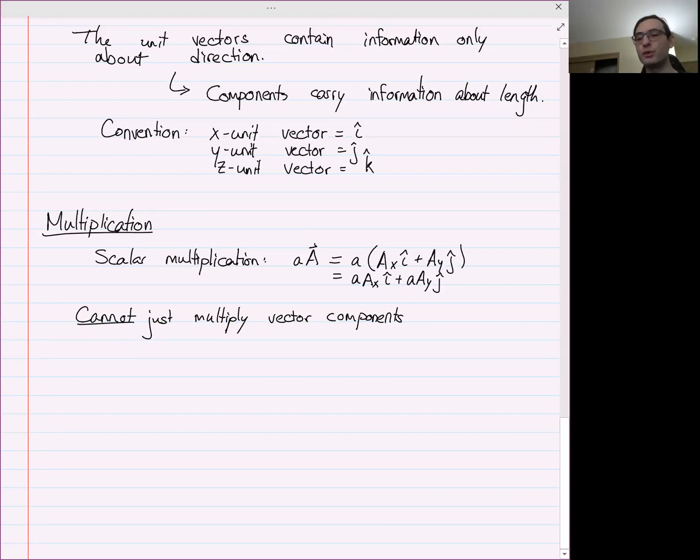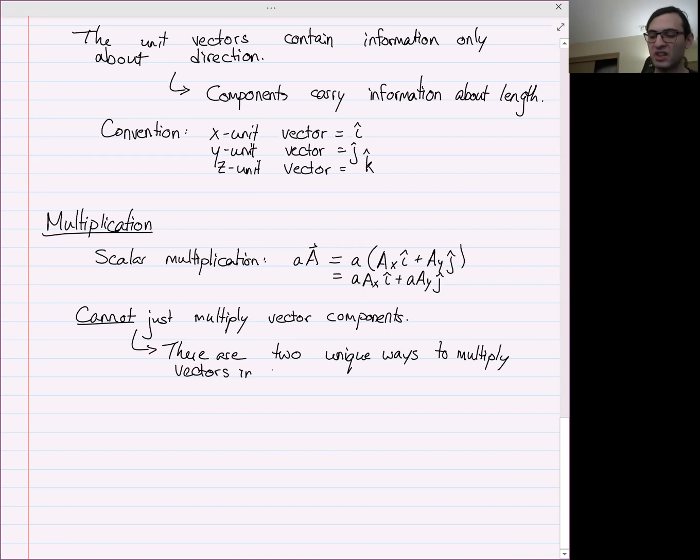However, there are two unique ways that we can multiply vectors in 3 dimensions. And these ways of multiplying vectors do not depend on the choice of axes that you make. Now, I say that there are 2 unique ways to multiply vectors in 3 dimensions, because in anything besides 3 and 7 dimensions, there's only one unique way to multiply vectors, actually. It's a weird quirk of, anyway, I'll just leave it at that.